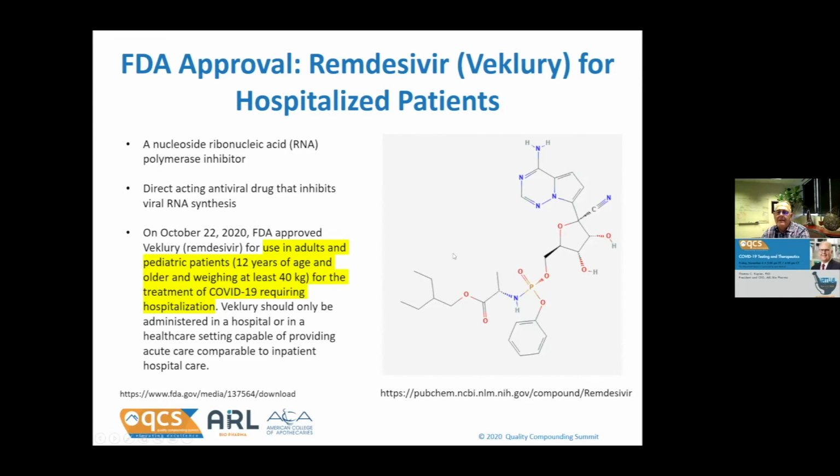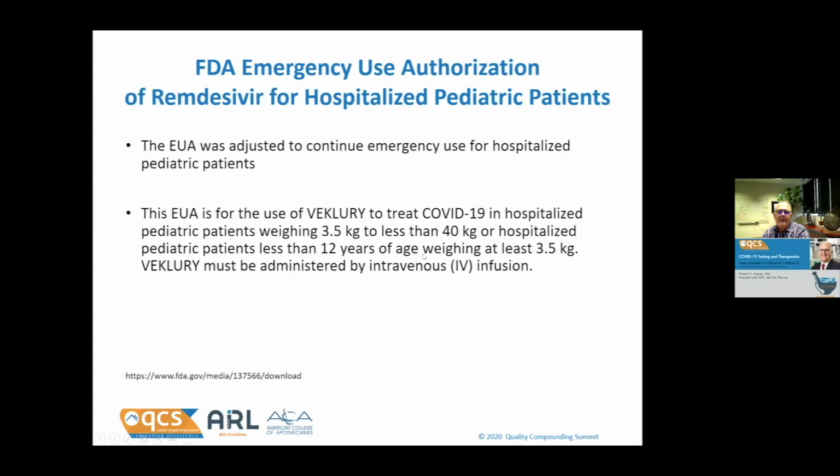We can't have a presentation without a molecular structure or a compound, so we put this up here from PubChem, but that's the chemical structure for remdesivir. And bottom line is, again, on October the 22nd, the FDA approved it for use in adults and pediatric patients 12 years of age and older and weighing at least 40 kilograms for the treatment of COVID-19 requiring hospitalization. And then I'm saying very similar to this. Basically the FDA EUA was adjusted to continue that emergency use for hospitalized pediatric patients.